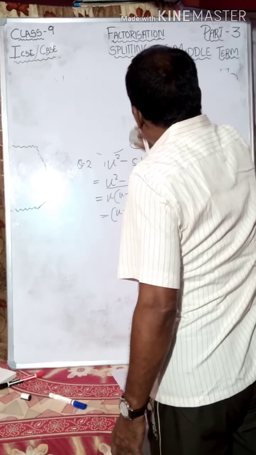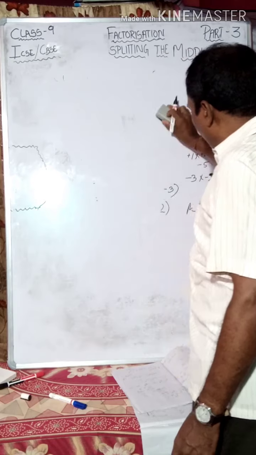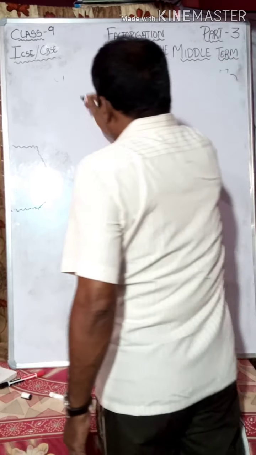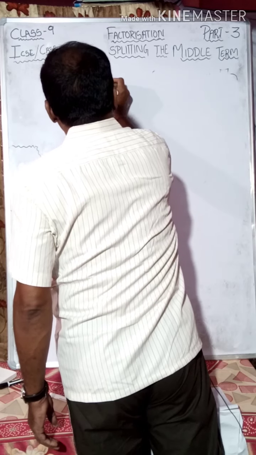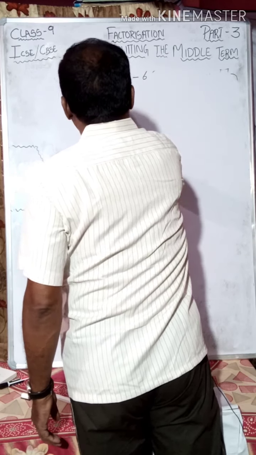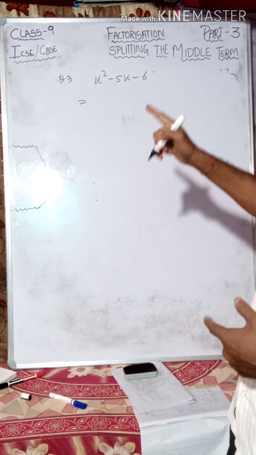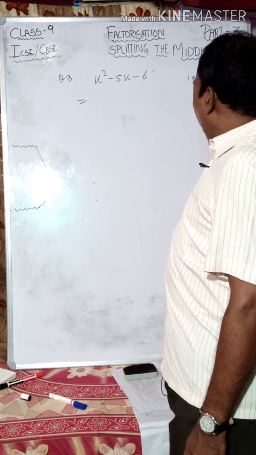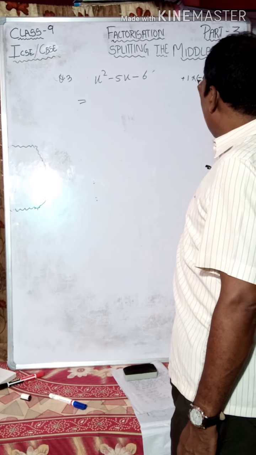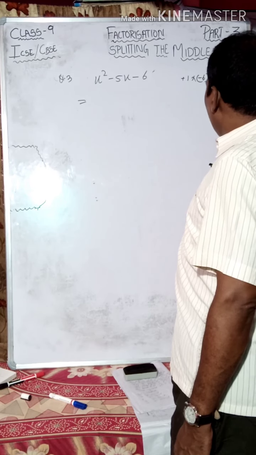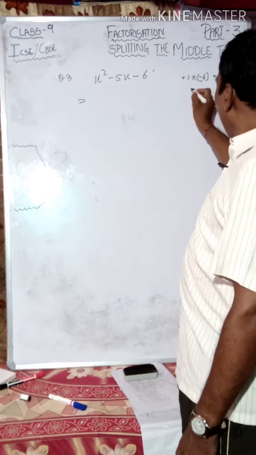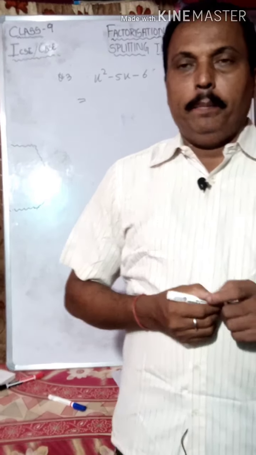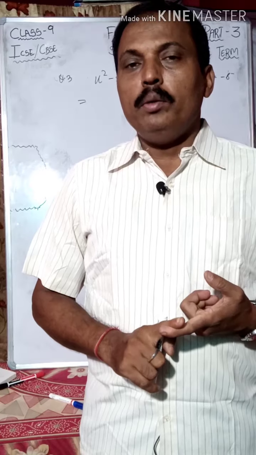Now let us come to the next question. Question number 3: x square minus 5x minus 6, that is equal to what? Here is another question, only the sign changes. So the coefficient of x square is 1, and c is minus 6, so the product must be minus 6, and the sum must be minus 5. What are the numbers whose product will be minus 6 and sum will be minus 5?